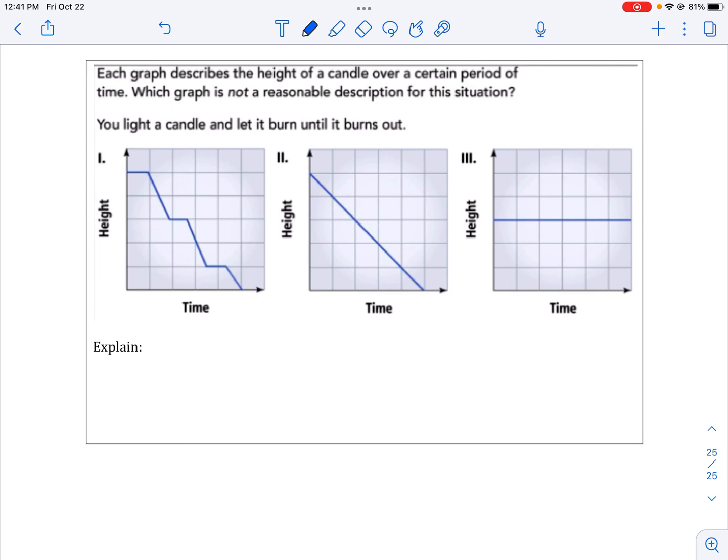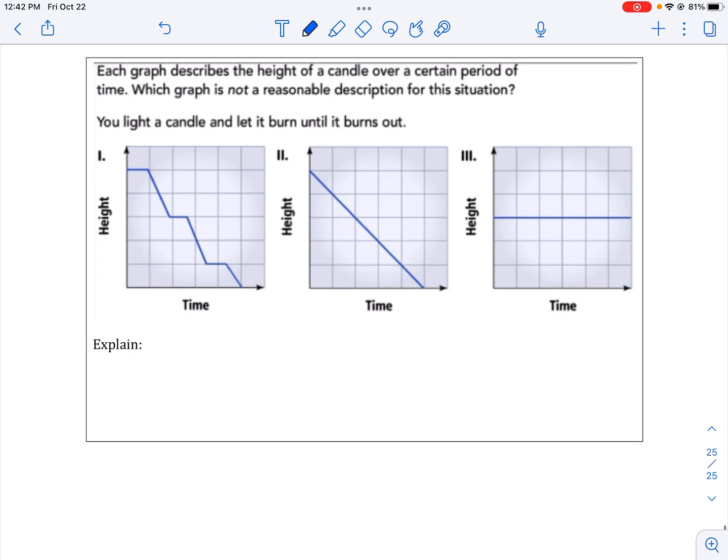Each graph describes the height of a candle over a certain period of time. Which graph is not a reasonable description for the situation? You light a candle and you let it burn until it burns out. Well, if we have a candle and we light it, it stays at a certain height for a little while, right? And then the height slowly starts to go down, and it could pause and stay a little bit while the wax is building up and melts down.